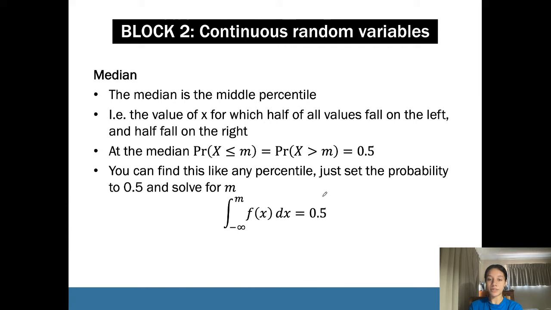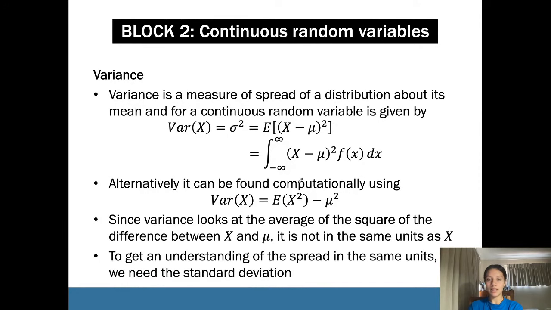So the median is when you try to find the upper bound when you have 0.5 as your area. So the median is just like any other percentile, but you set the probability to 0.5. And then we have our variance. This is our variance formula, which you would have seen before for your continuous random variable. It is in your formula book.